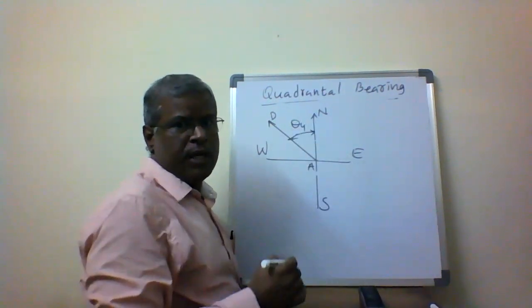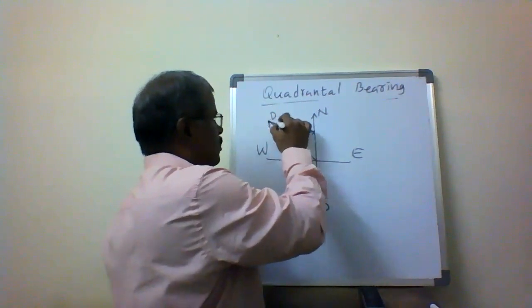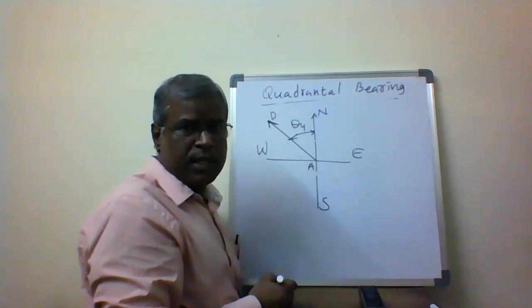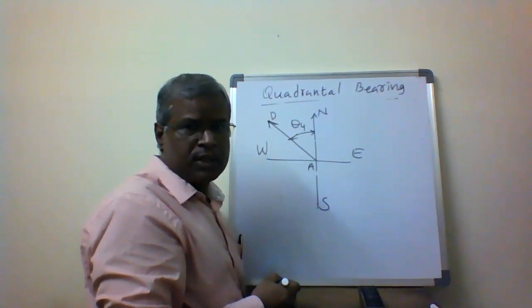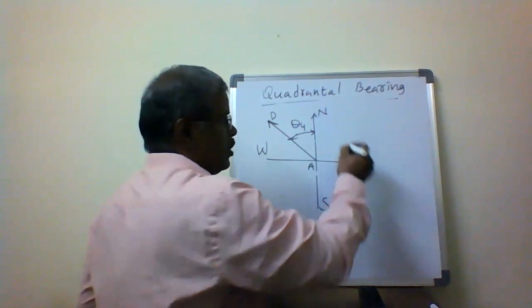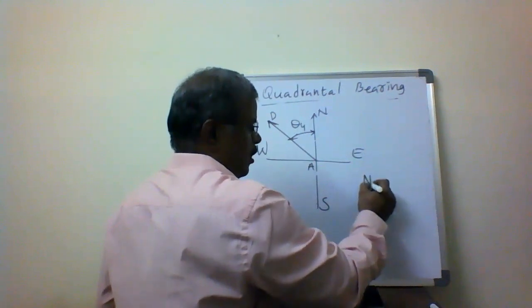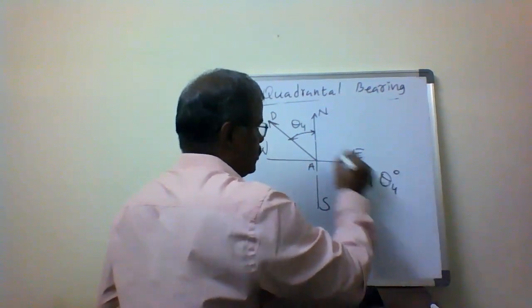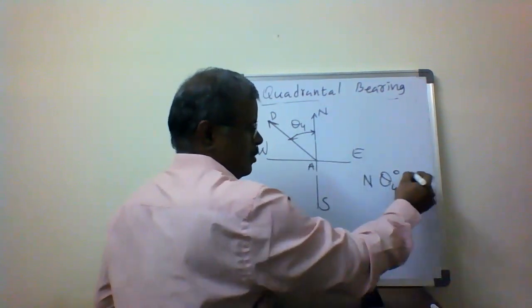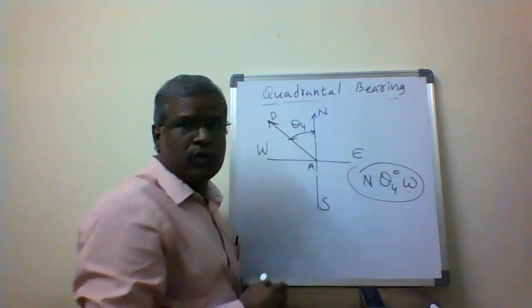Now A to D is the line direction. So the bearing is going to be measured from the north direction. North is nearer. So then it is going to be called as north theta 4 degrees west.